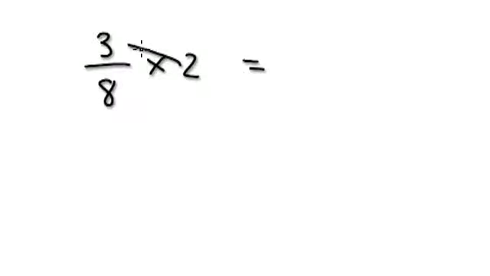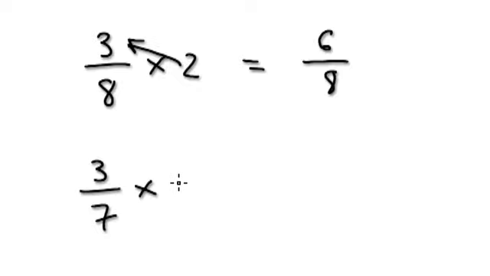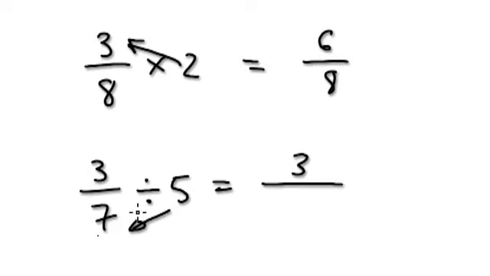If someone gives you something like let's say 3 over 8, and then times 2 here, well, it gets multiplied to the top, so it will be 6 to the power of 8. Now if someone gives you 3 to the power of 7 times 5, divided by 5, well, it gets multiplied to the bottom, so the top stays the same.